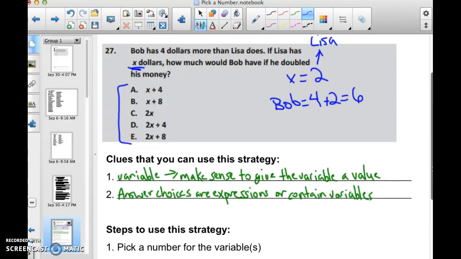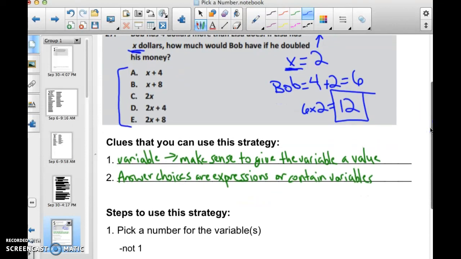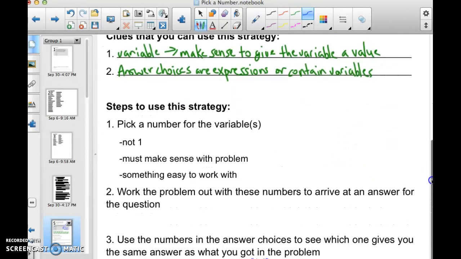All right, so he has 6. If I double 6, 6 times 2 is 12. So my answer that I arrived at for step 2 is 12. Now, if you picked a different value for x, you would get a different answer, but again, it should work out to be the same thing eventually. Step 2 is done. I worked the problem out and arrived at an answer.